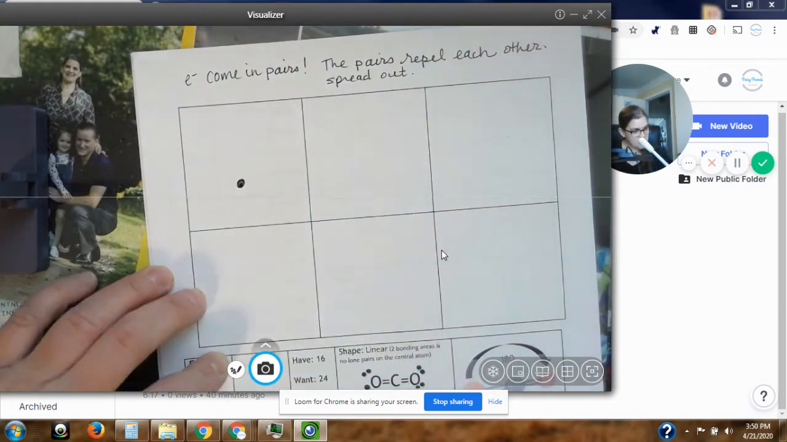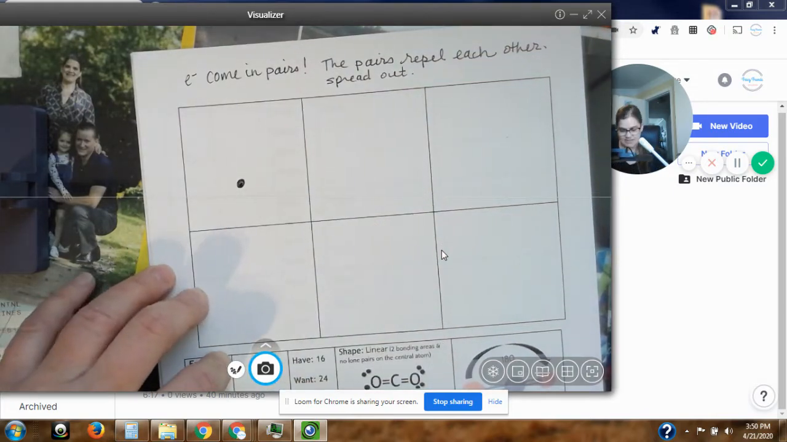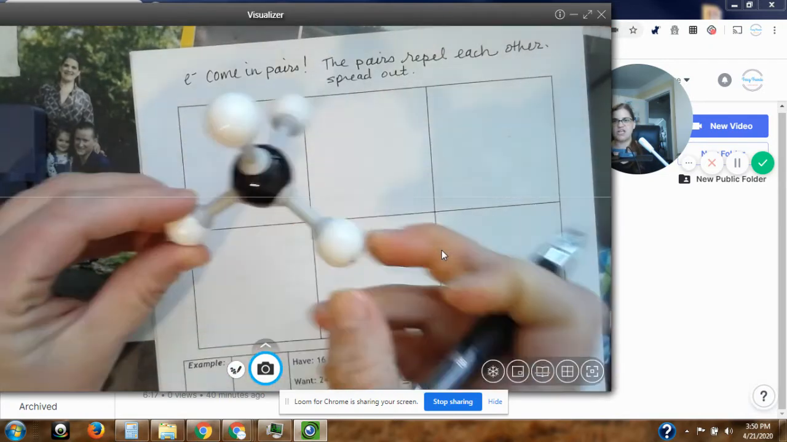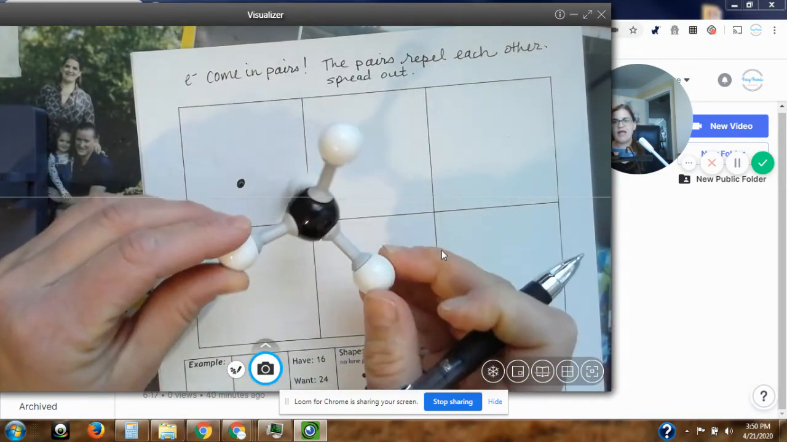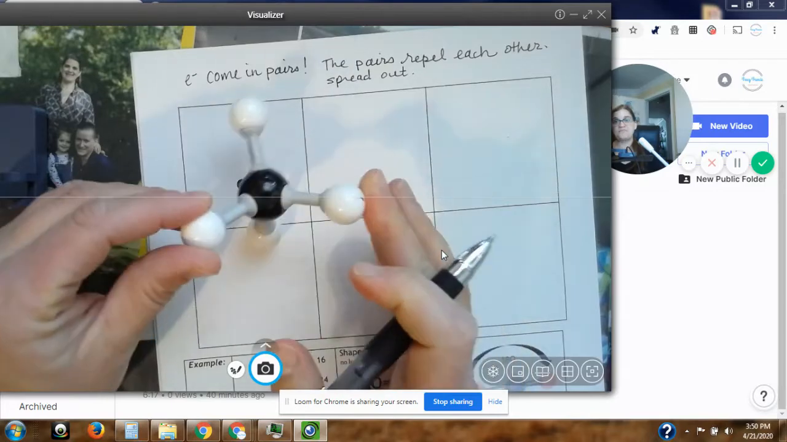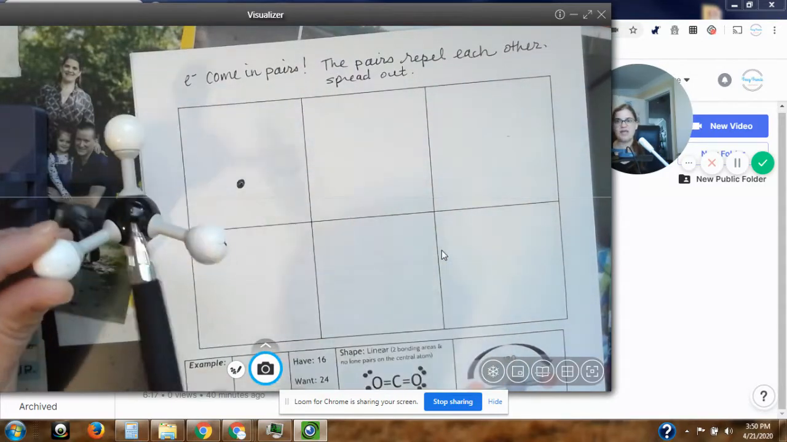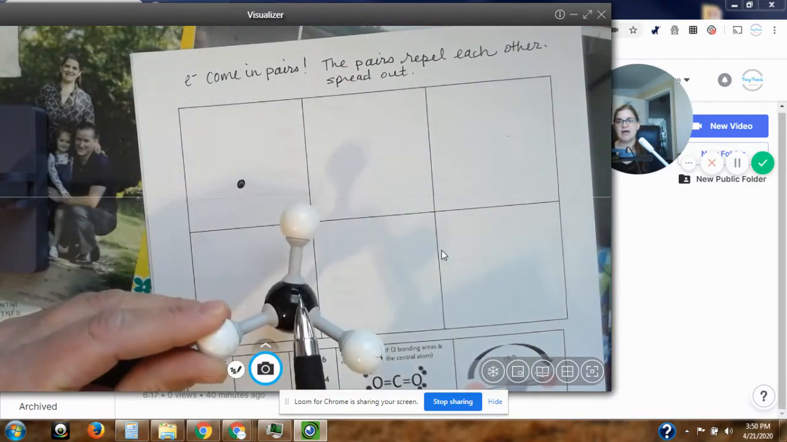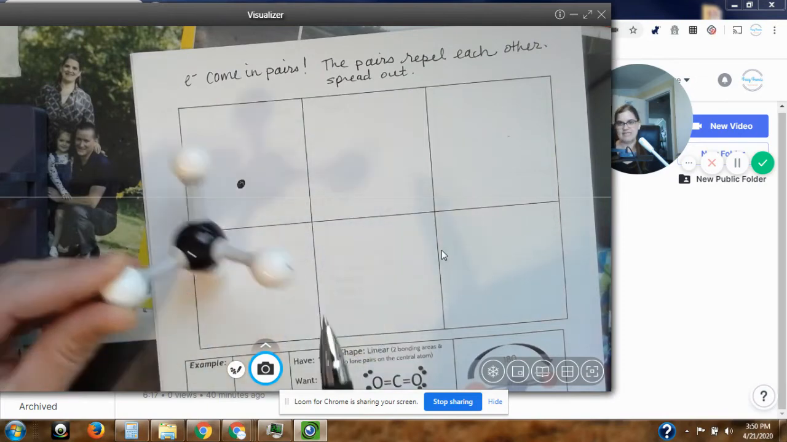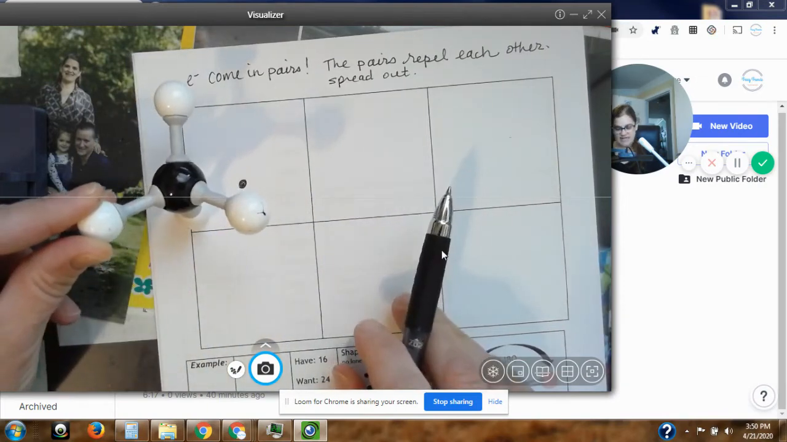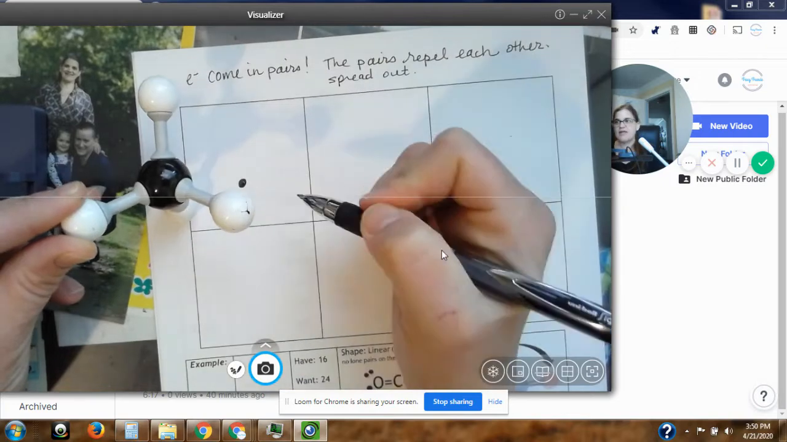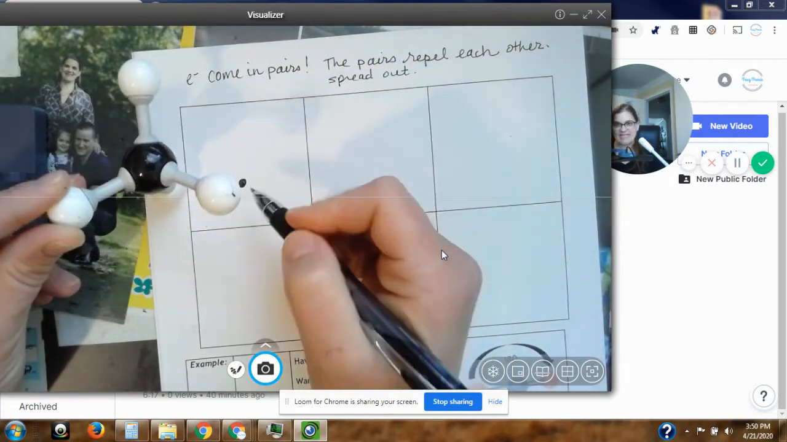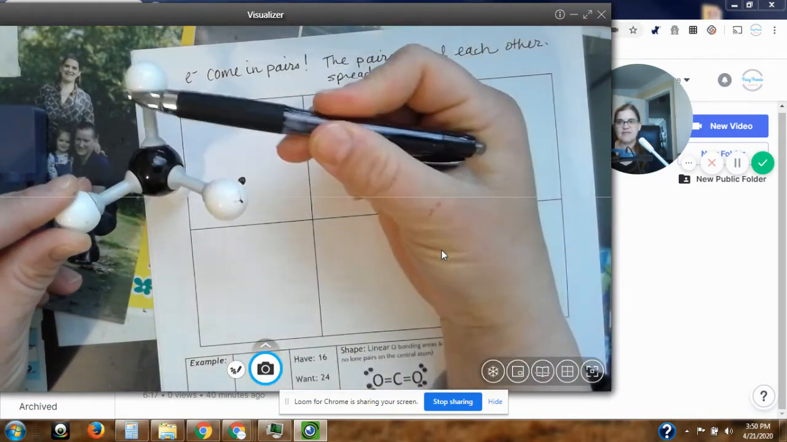And let me actually show it to you. I brought home some models. So this is our first shape that we're going to look at, and it's 3-dimensional. Right now I'm drawing this black atom right here. Let's just say it's carbon, for instance. And here's my carbon.